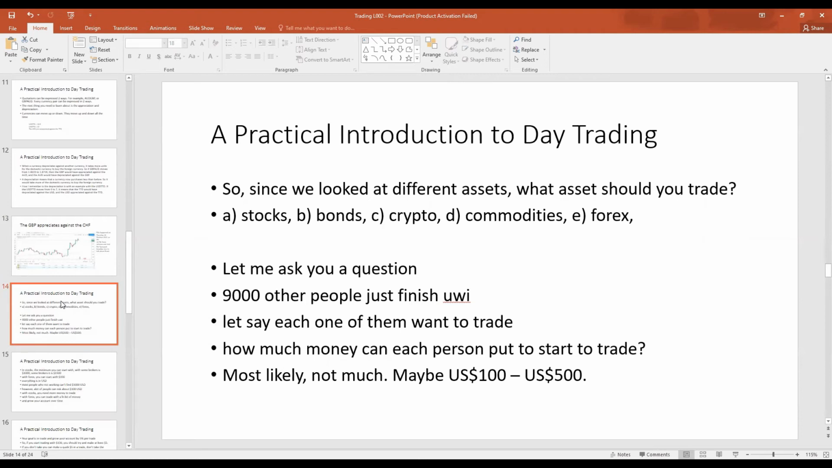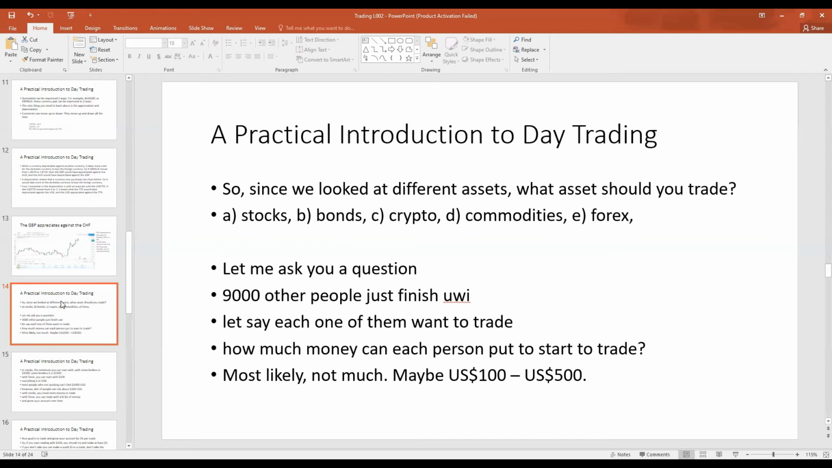Now, this is a very important question because many people are interested in the financial market, but they do not know what type of asset to trade. They might consider stocks, they might consider bonds, they might consider cryptocurrencies, they might consider commodities, and they might even hear about forex. But what should they trade? There are so many assets they can trade. What should they trade?